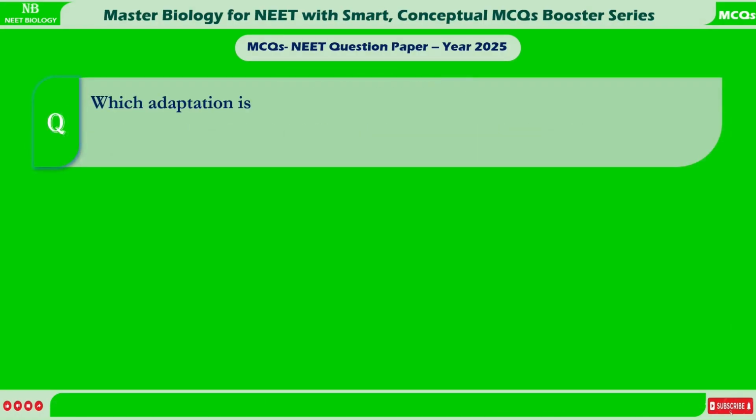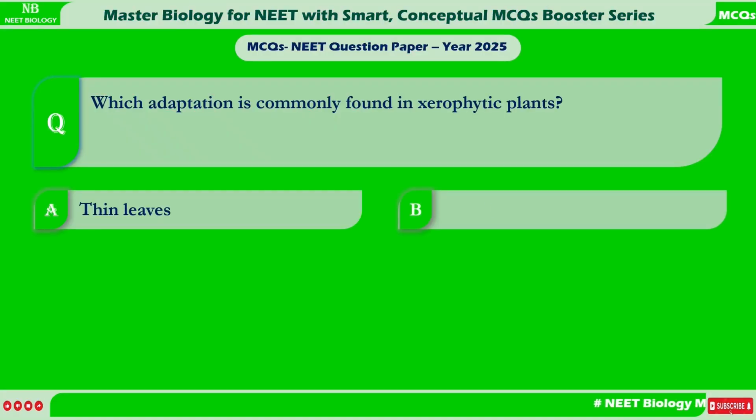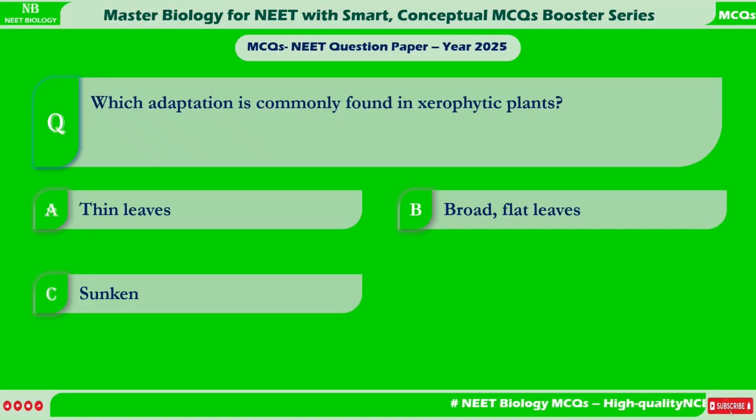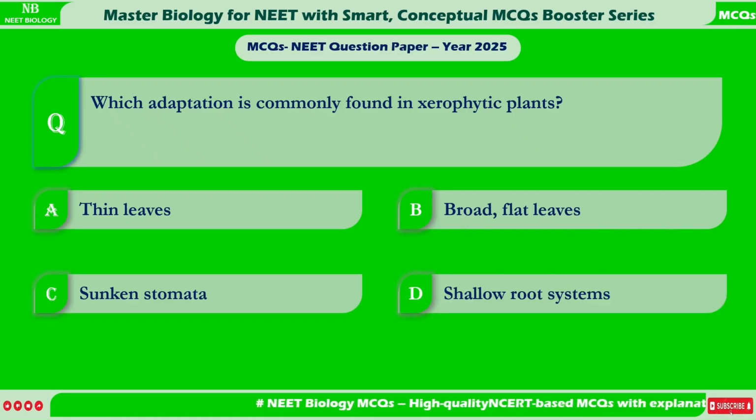Which adaptation is commonly found in xerophytic plants? A. Thin leaves. B. Broad, flat leaves. C. Sunken stomata. D. Shallow root systems.